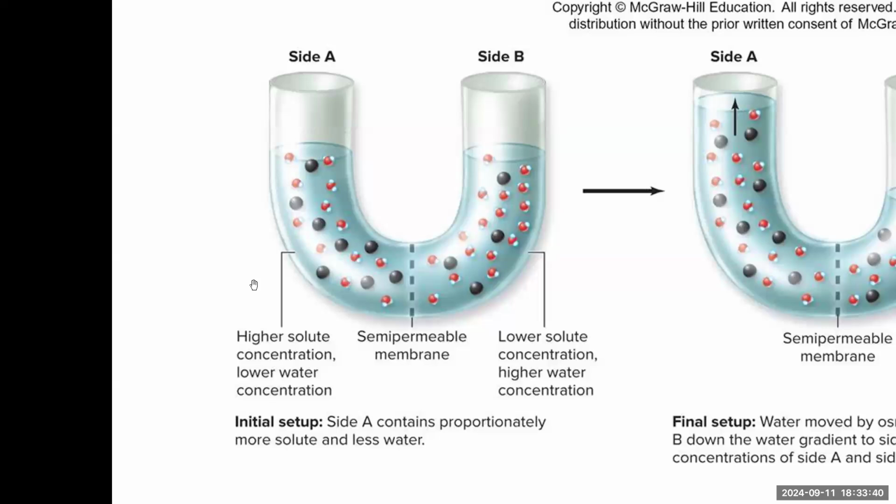So what's osmosis? Movement of water down its concentration gradient from an area of high water concentration to an area of low water concentration. And if you want to count it up, you can. You can count up the red balls. There's going to be less red balls here on side A than there are on side B. So when water decides to move through that semi-permeable membrane, whoops, it's going to look like this.